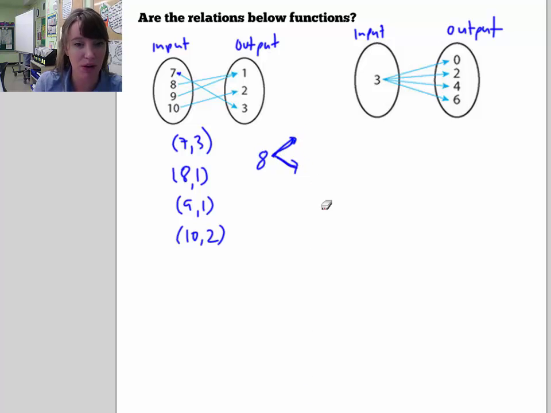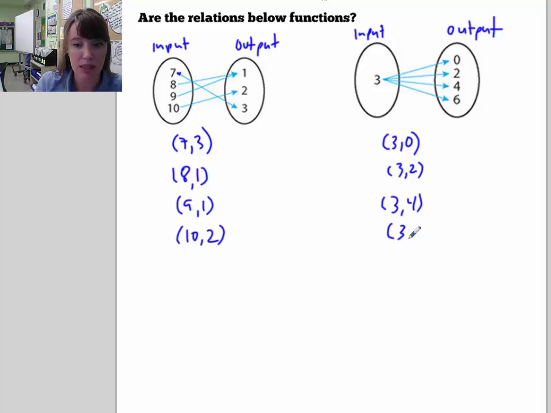That's not allowed with a function. Okay, so if you look at the next case, this is actually an extreme case where 3 gets sent to 0, and 3 also gets sent to 2, and 3 also gets sent to 4, and 3 also gets sent to 6. So this is actually absolutely not a function.